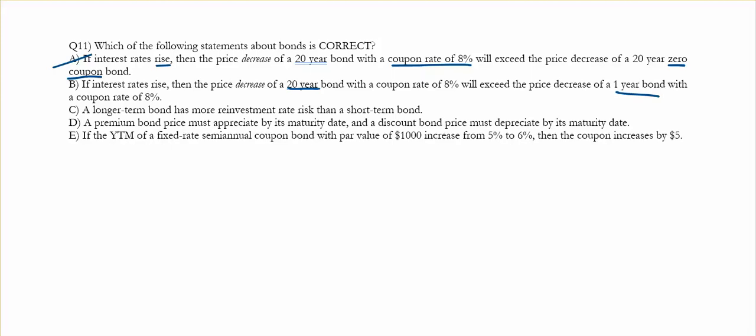C, a longer term bond has more reinvestment rate risk. False. Going back to, if you look back at your notes from question 9, a longer term bond has more price risk. It's the shorter term bond that has more reinvestment rate risk. D, a premium bond must appreciate, and discount bond must depreciate.